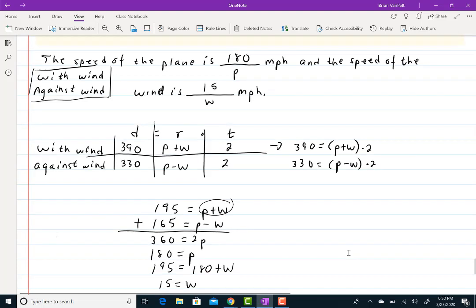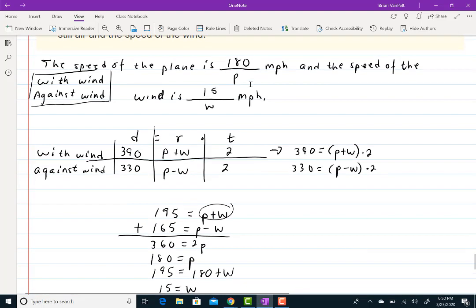Let's take a look. When they're with the wind, he's going 195 miles an hour. 195 times 2 is in fact 390. When he's going against the wind, you're doing 180 minus 15, which is 165. 165 times 2 is indeed 330.